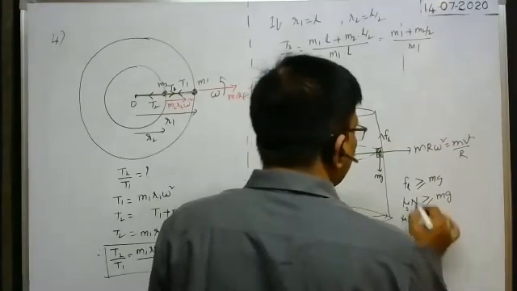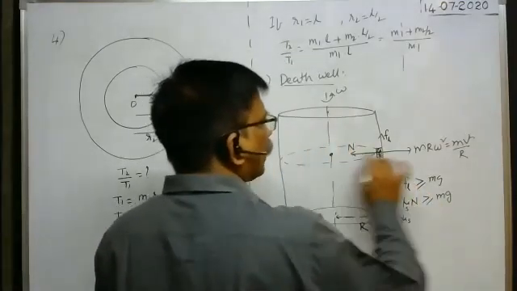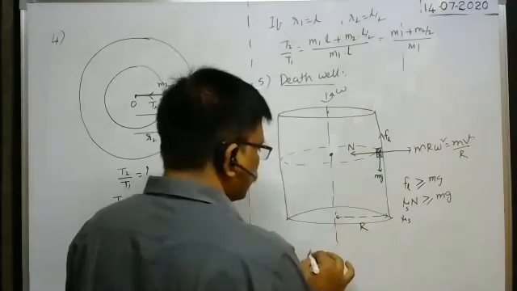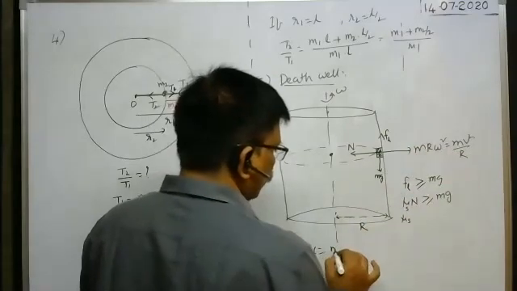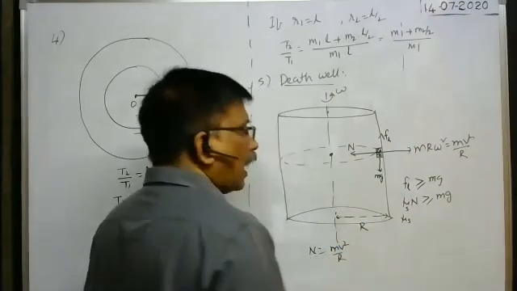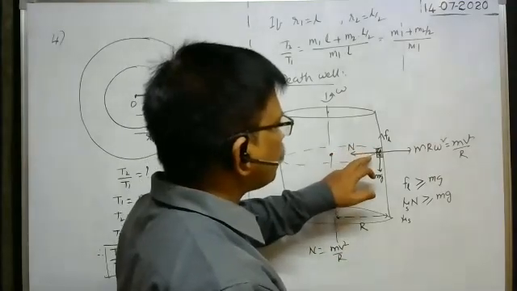Mu s into, what is the normal reaction here? Here you see, along this horizontal direction, the normal reaction balances the centrifugal force, mv square by r. Or we can write the normal reaction.